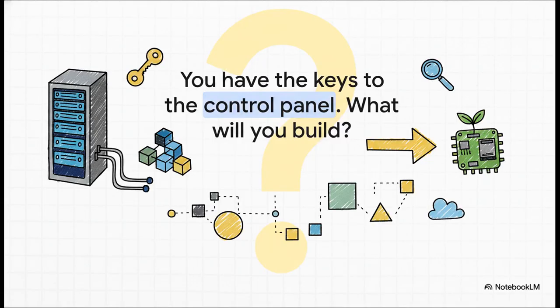So what we've seen is that configuring a Bitcoin node is way less about following some rigid instruction manual, and it's much more about making choices that are right for you. You now get the two main paths you can take, and you know the key settings that define them. You have the keys to the control panel. So the only question left is, what will you build?